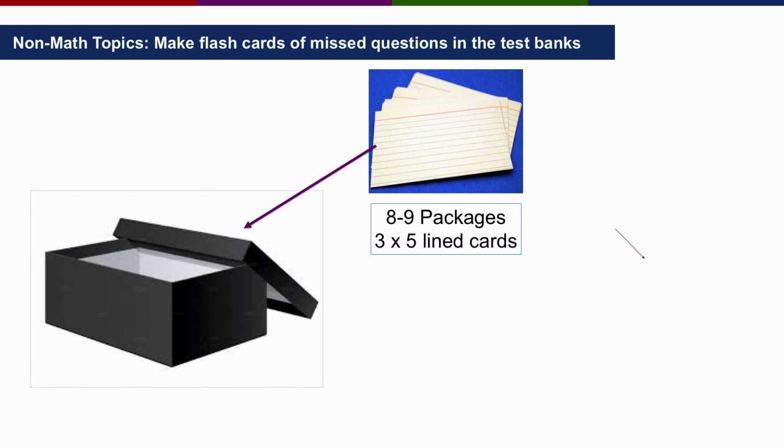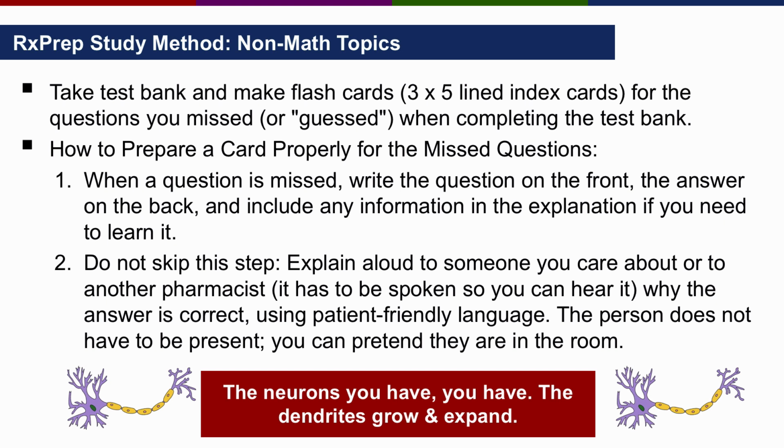And then when you miss a non-math question, which is all the others, you pick up an index card, you write the question on the front, the answer on the back. If there's anything in the explanation that you don't know, you should be adding that, and then you put the card in the box. It's perfectly fine if you mix up the topics. In fact, you should, because they're going to be mixed up in an integrated case, but you don't want the cards facing forwards and backwards, because then you'll see some of the answers.